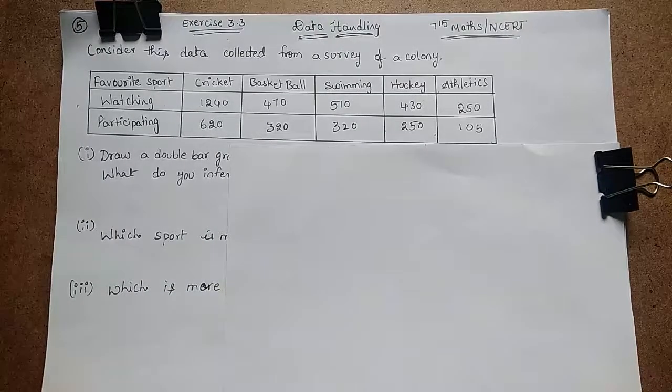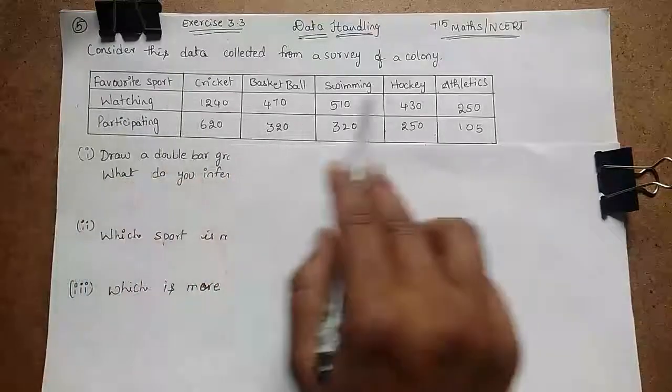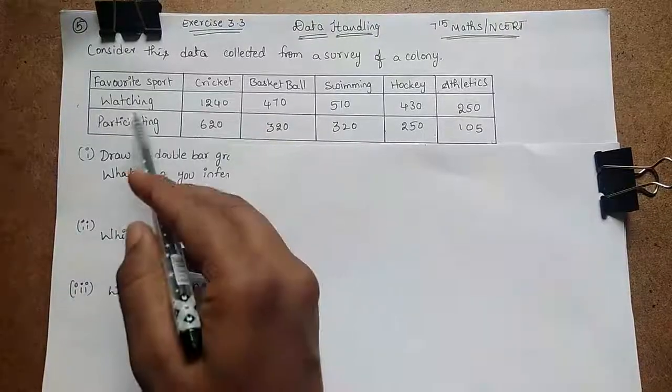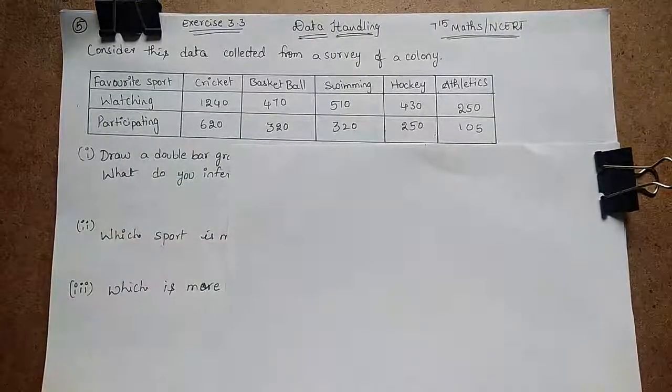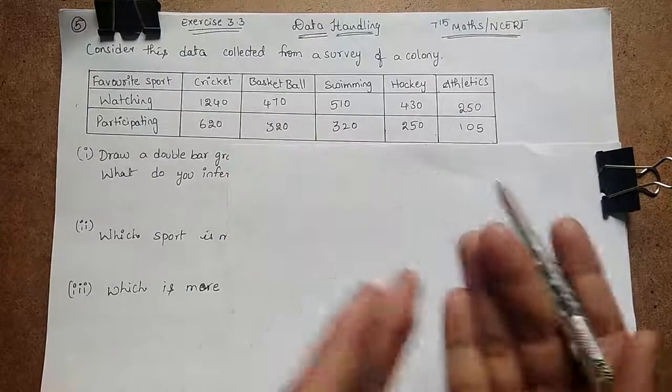Now what we have to do is make it in a double bar graph. A double bar graph is different from a single bar graph, where only one data set is collected. Here two data sets are given, one is watching and another one is participating. So we have to take a double bar graph to show the given data.